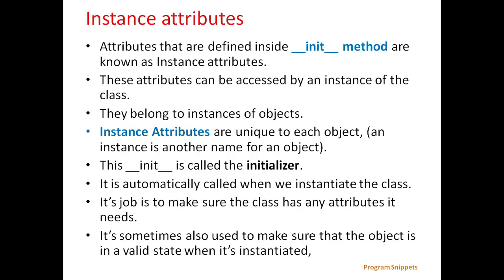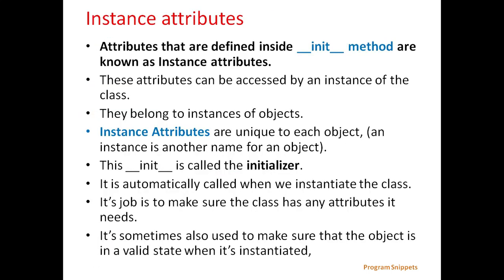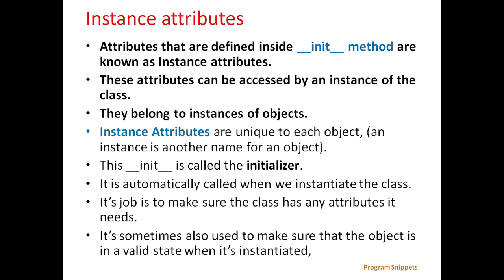Next is instance attributes. Attributes that are defined inside the init method are known as instance attributes. These attributes can be accessed by an instance of the class. They belong to the instance of the object. Instance attributes are unique to each object.